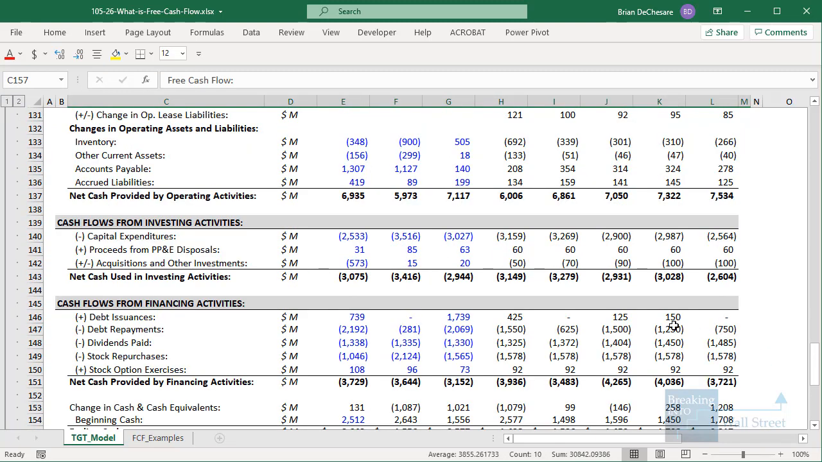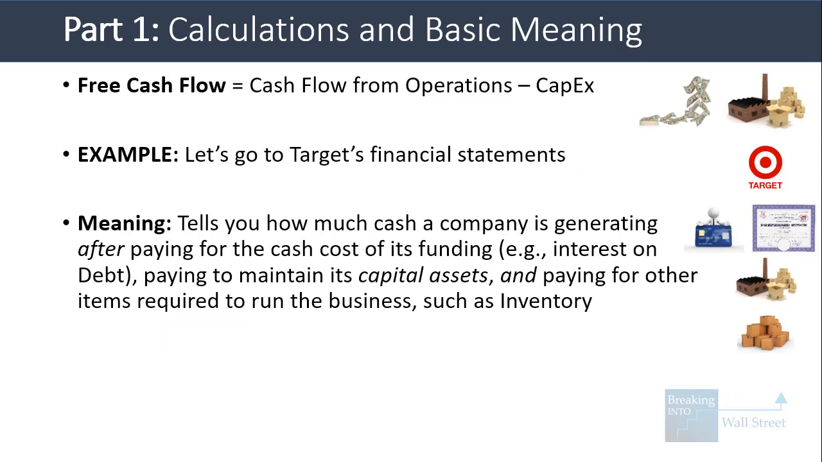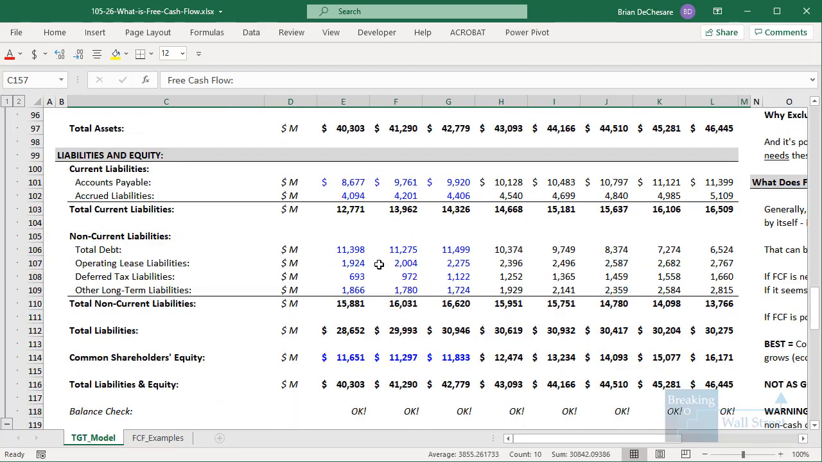Now the question is, it's easy to calculate for a company like Target, but what does this actually mean and why do we bother doing this? Free cash flow tells you how much cash a company is generating after paying for the cash cost of its funding, so the interest expense on its debt, for example, paying to maintain its capital assets, and paying for other items required to run the business, such as purchasing inventory for a retailer. And if you look at Target's statements, you can see all that.